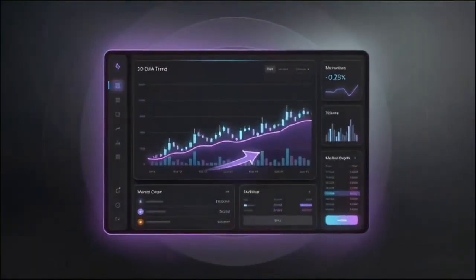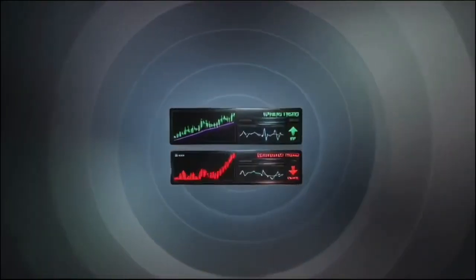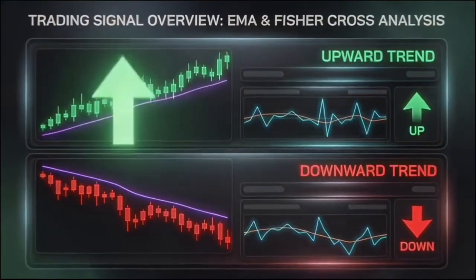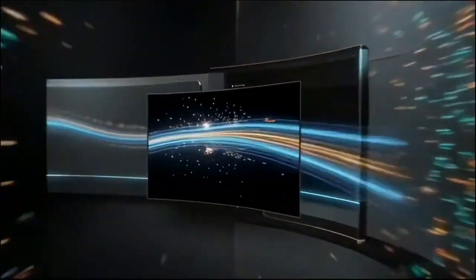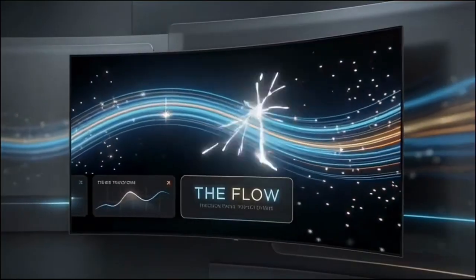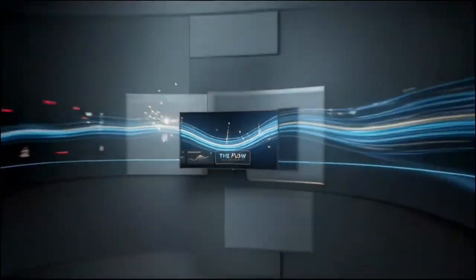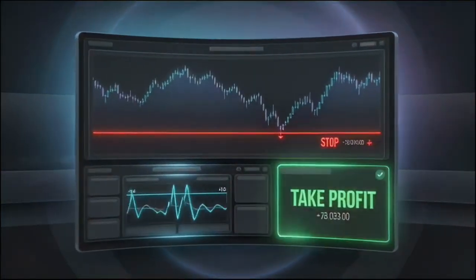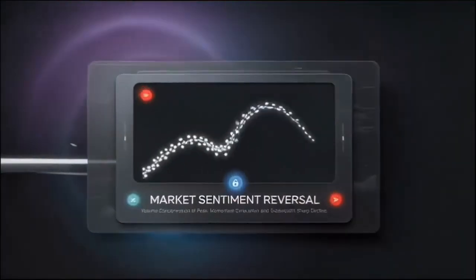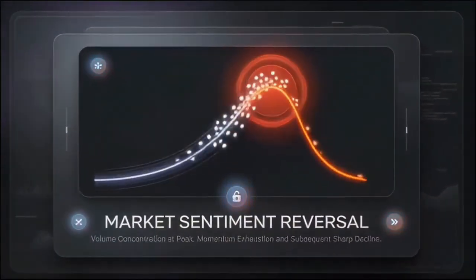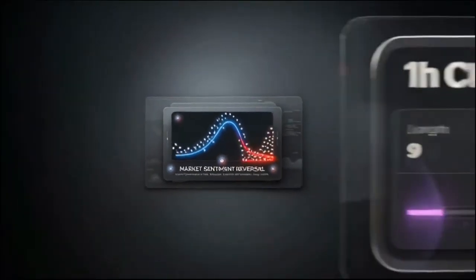Take the cross in the direction of the 20-period exponential moving average. Price above the 20 exponential moving average, take upward crosses only. Price below, downward crosses only. The exponential moving average keeps you on the right side of the flow, and the Fisher cross times the entry inside it. Stop below the last swing low, and take profit when the Fisher line stretches beyond plus 1.5, because that is the zone where the crowd that entered late starts becoming the fuel for the reversal you no longer want to be in. On to the 1-hour chart.